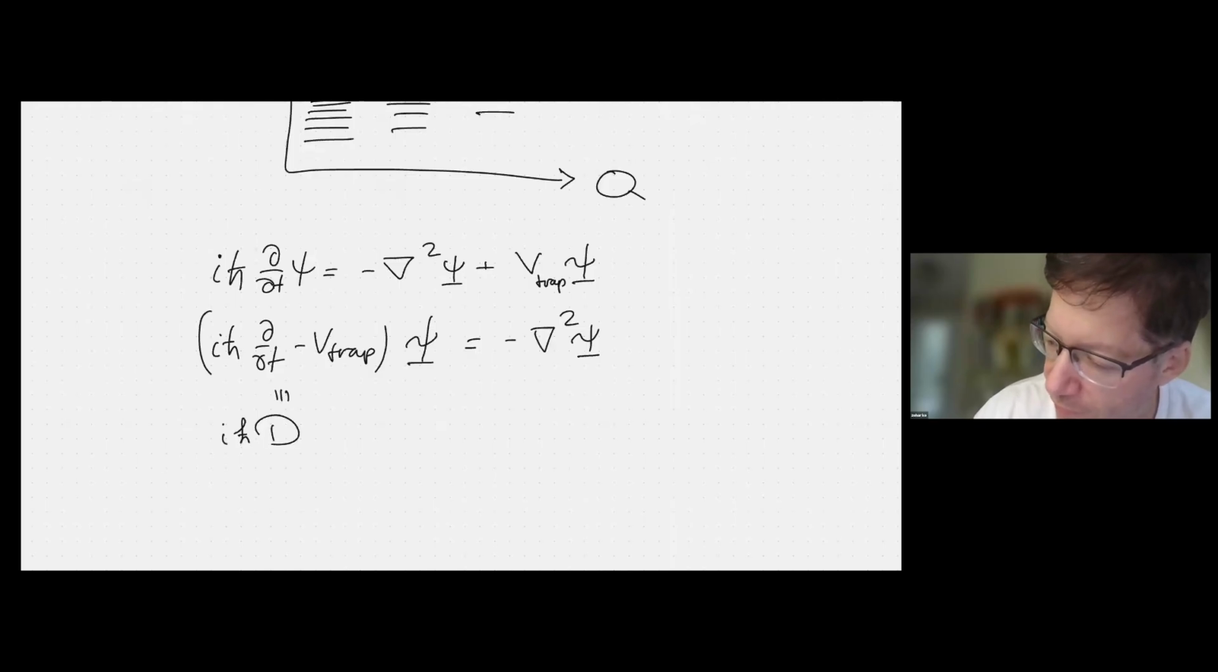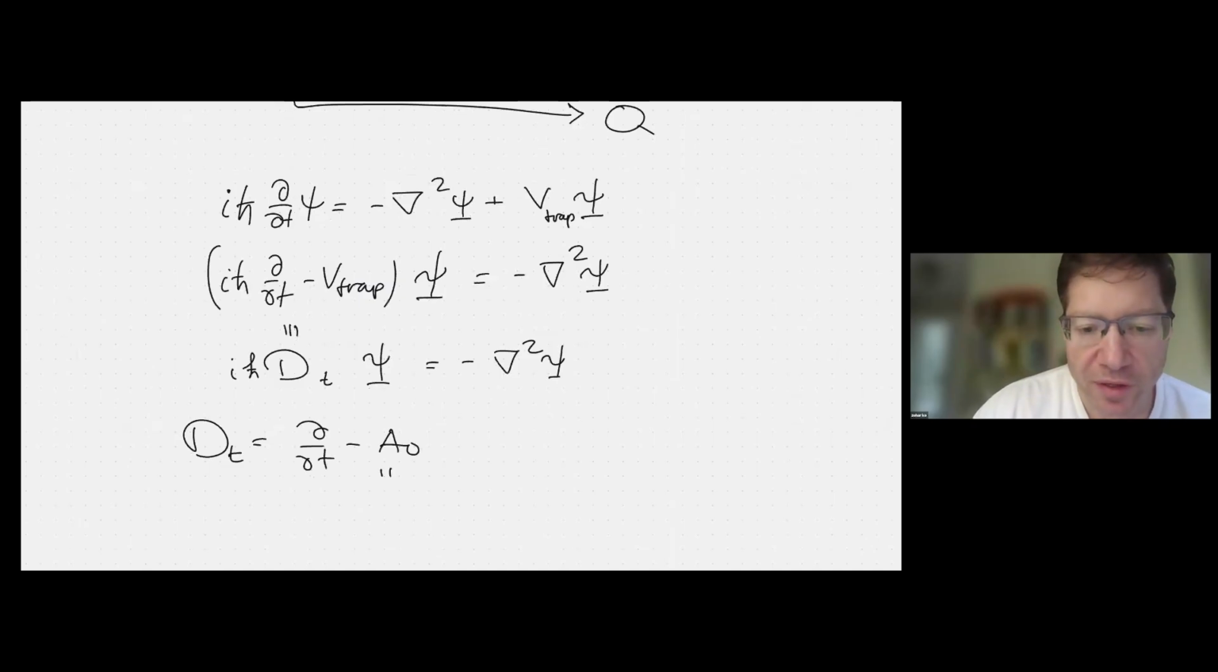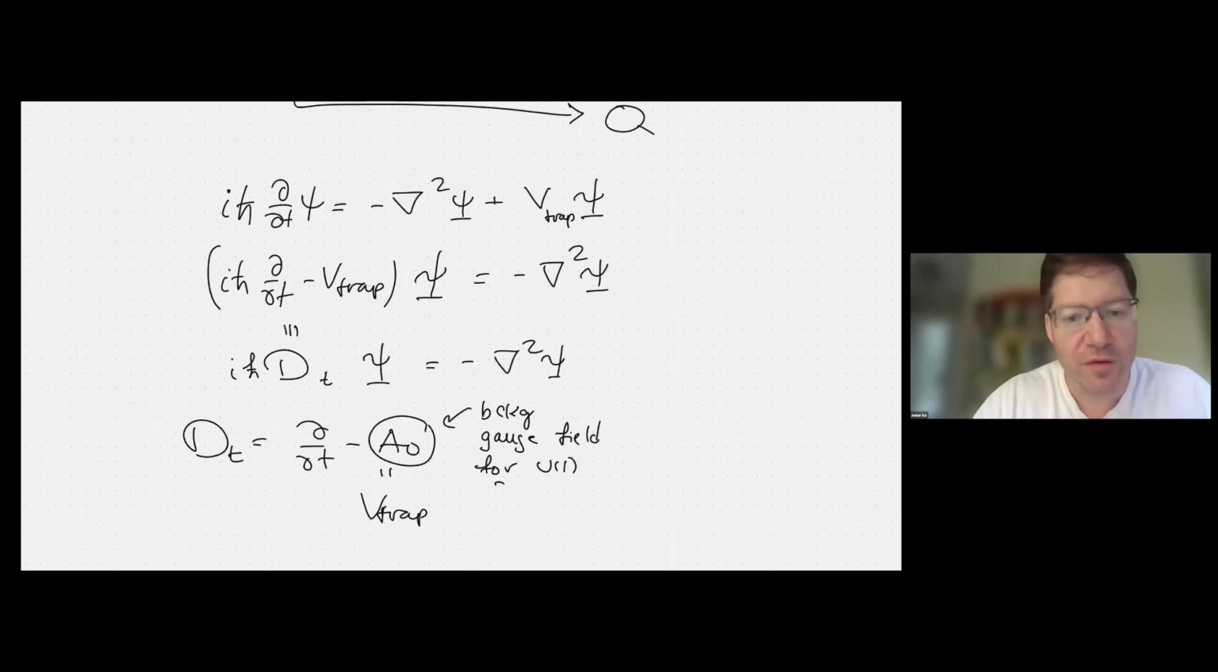What is this covariant derivative? And A0 is identified with V trap. So in non-relativistic quantum mechanics, you can think about a trap or any potential that you learned in undergraduate as a background gauge field for particle number, which is conservation of probability. So there is the notion of conservation of probability, of course, in non-relativistic quantum mechanics, and the background gauge field for conservation of probability is a trap or a potential.